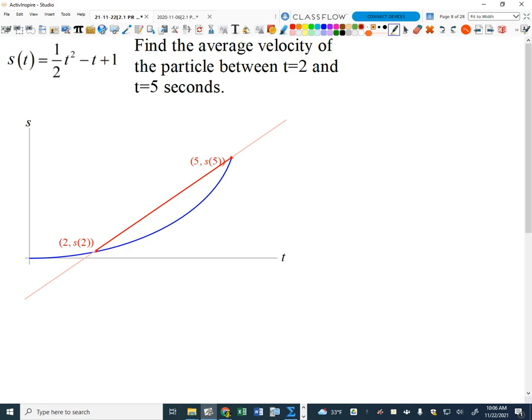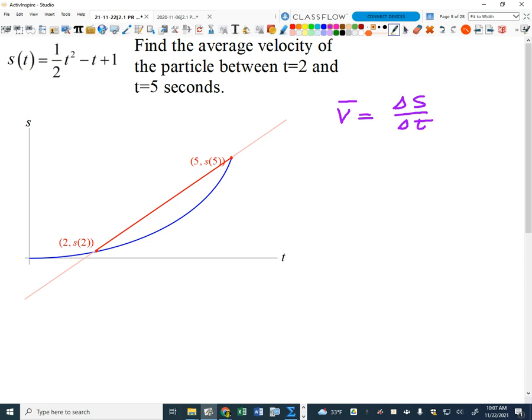And let's remind ourselves about the relationship between these quantities, right? We know that average velocity, I'll write it with a bar, is just equal to change in position over change in time. Okay, that's the definition of average velocity. Okay, so let's see what happens here.